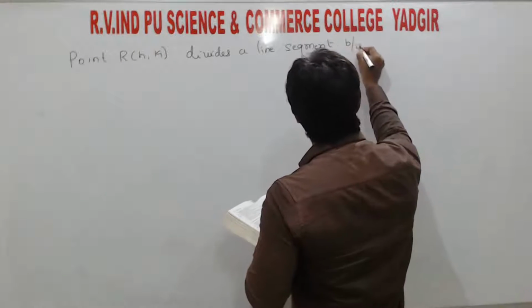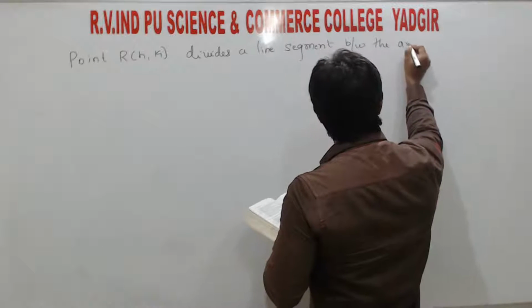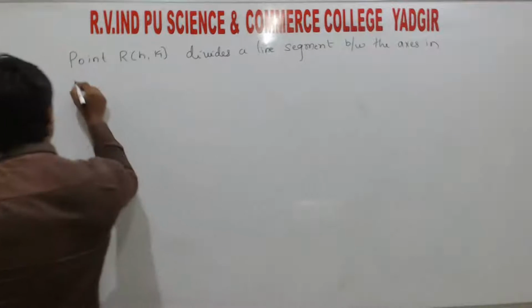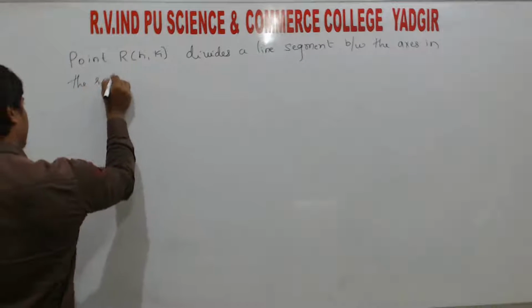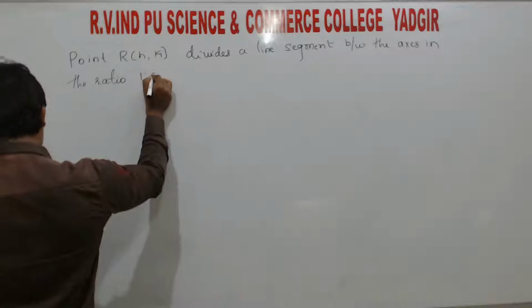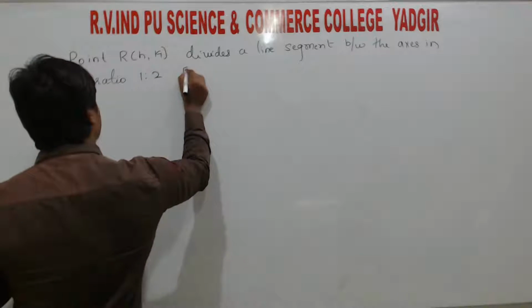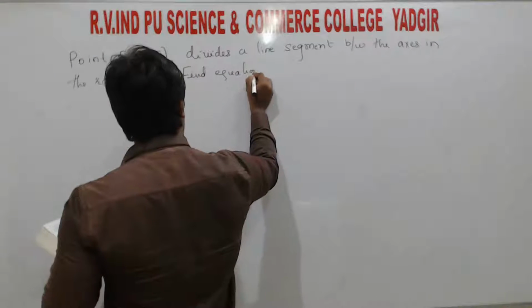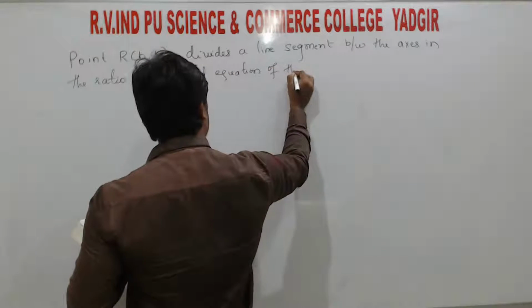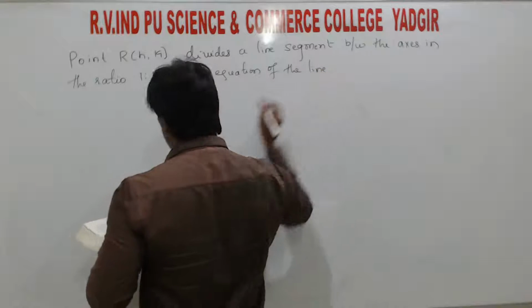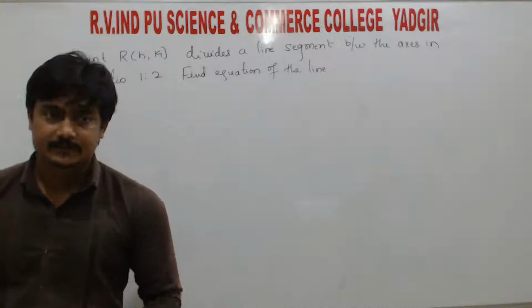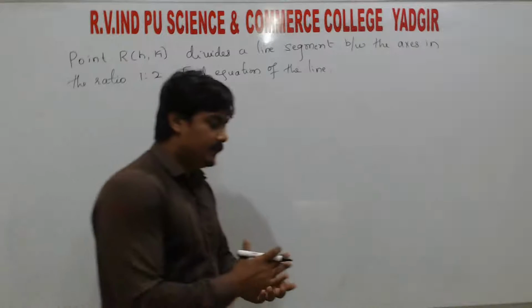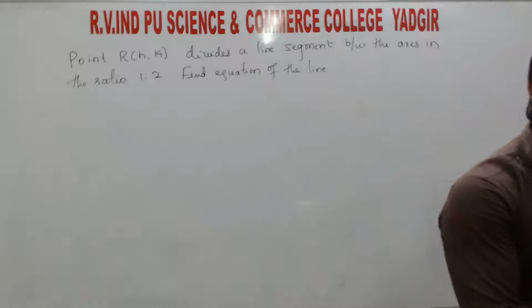between the axes in the ratio 1:2. Find the equation of the line. This is the question, right? Say, how do we solve it? Very simple question, children.